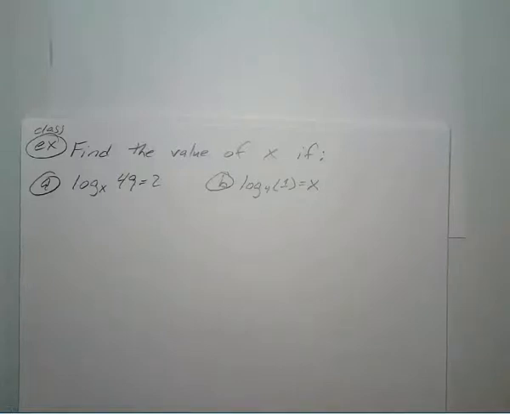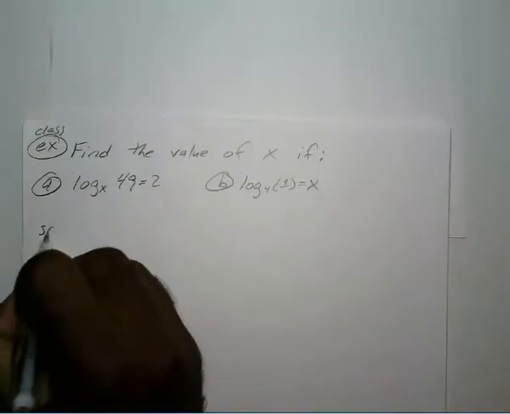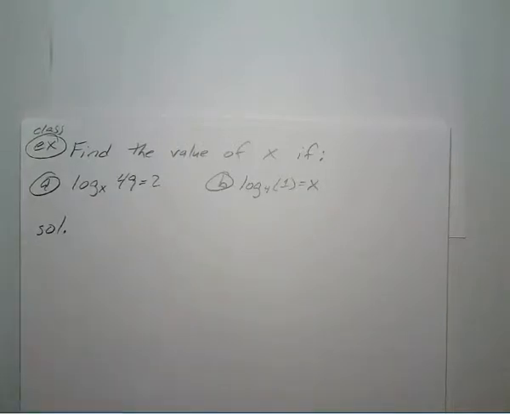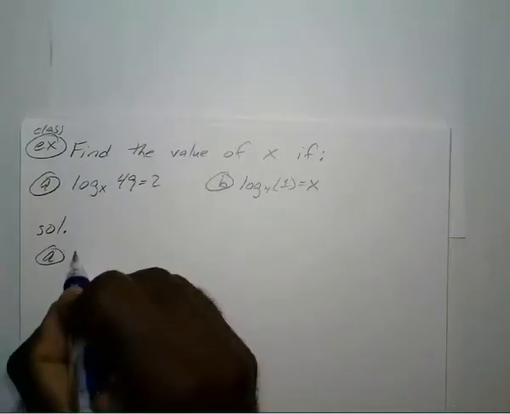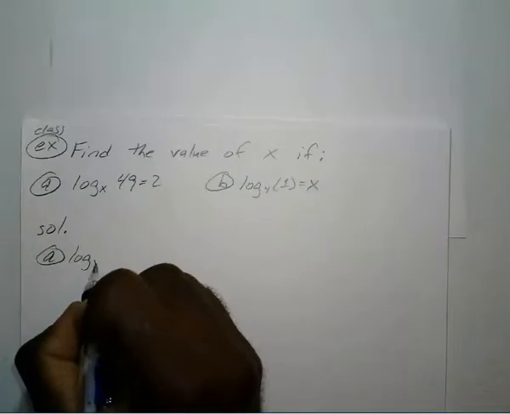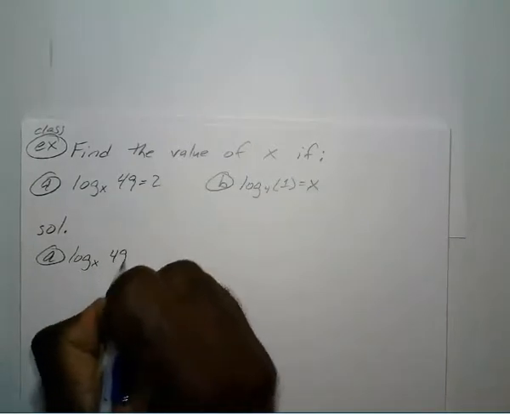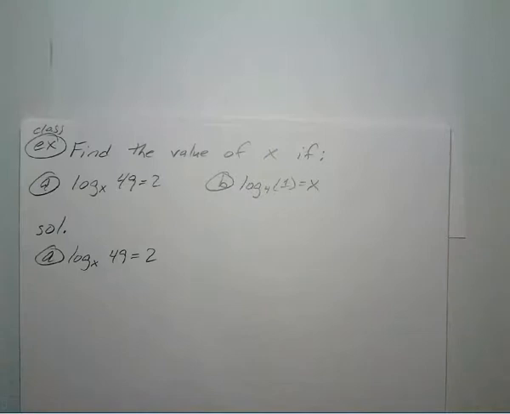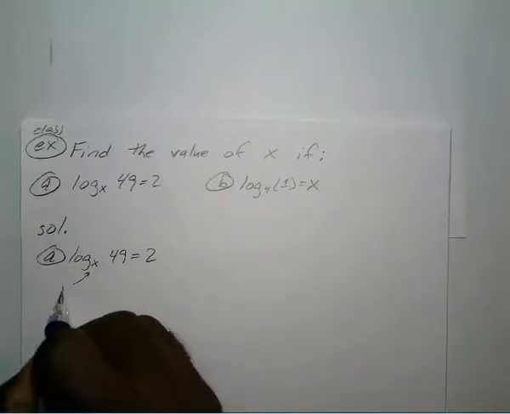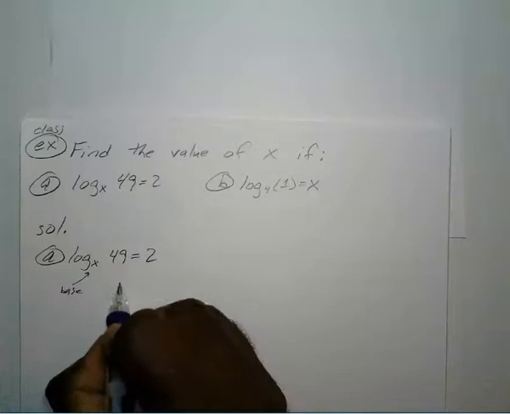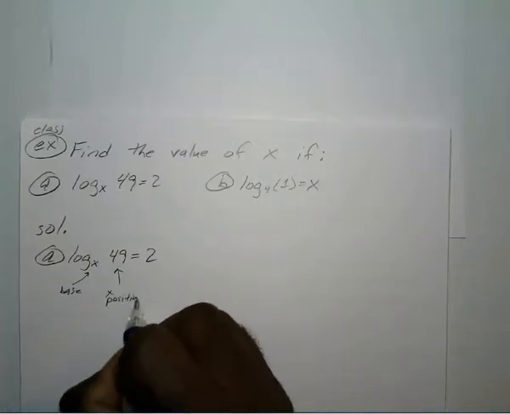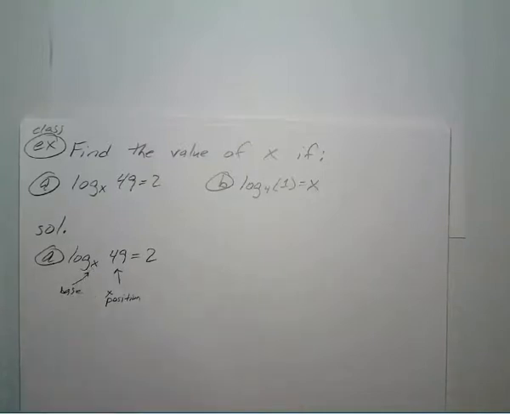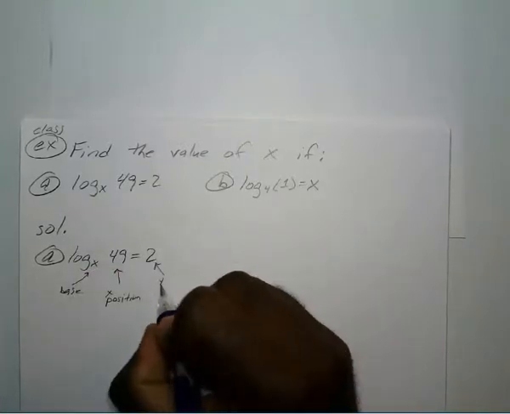Alright, so assuming you've pressed pause and worked both of these out, we're going to go ahead and verify your answers. Okay, so for problem A, we have log base x of 49 equals 2. This is our base. This is our x position. Again, if you want to change that to a b, you can. And this is your y position.